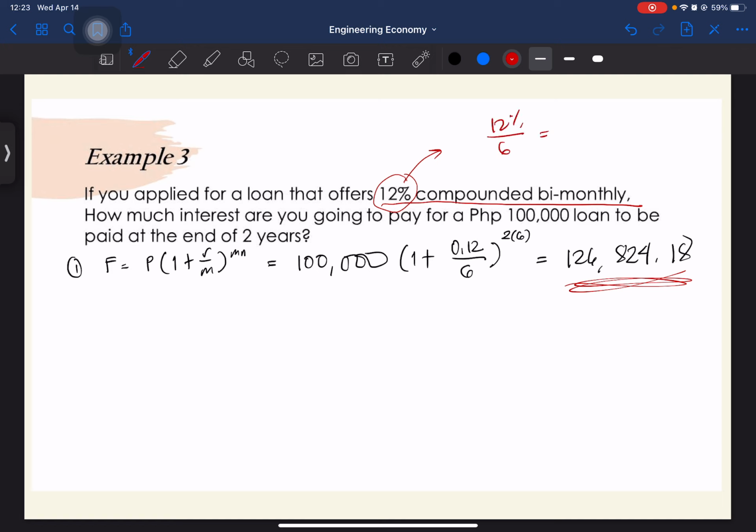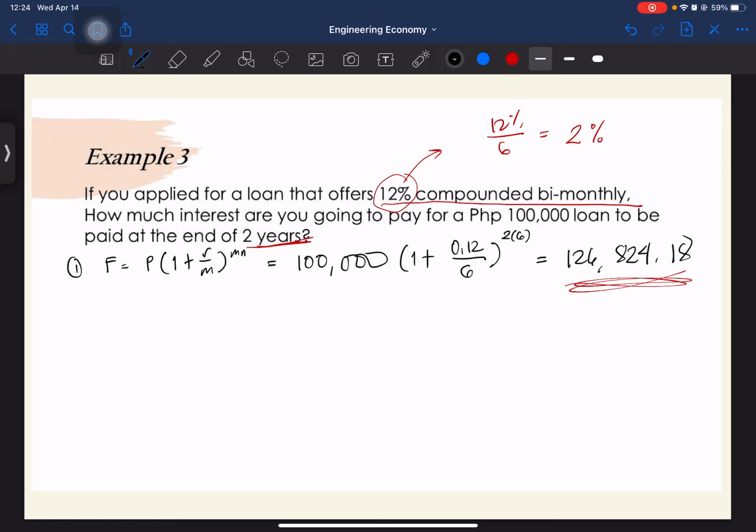Di ba? So ibig sabihin, every 2 months, my money is compounded by 2%. Tama ba? Ilang bi-months ba ang meron sa 2 taon? Ilang 2 months meron sa 2 taon? Di ba, 6? So, ibig sabihin, your money will be compounded 12 times. At saka, parang mali sinabi ko kanina, 12 pala. 12 bi-months ang meron sa 2 taon. Sabihin, your money will be compounded 12 times.